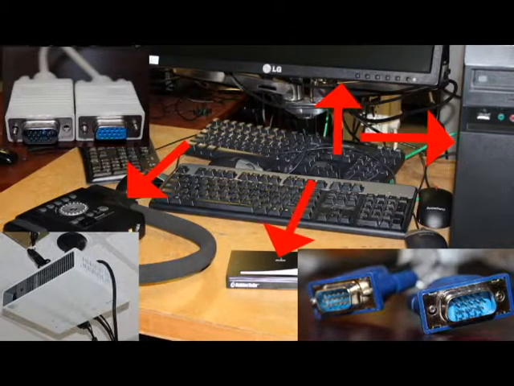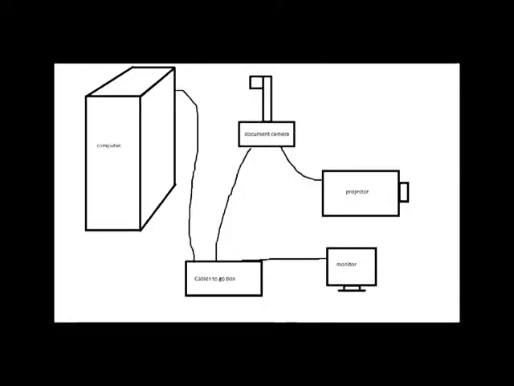For this setup, the output on the computer will go into the input on the cables to go box using the male to female VGA cable. From here, the video will be split between the monitor and the input on the document camera. From there, the output on the document camera will go to the projector.